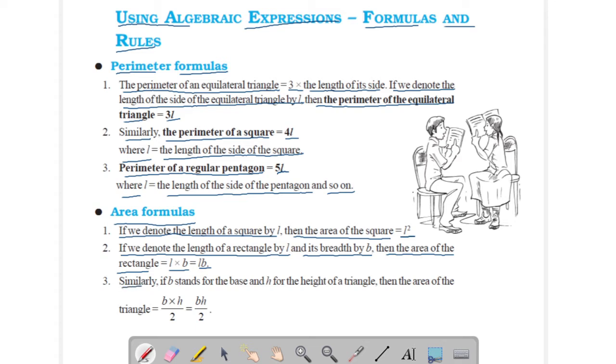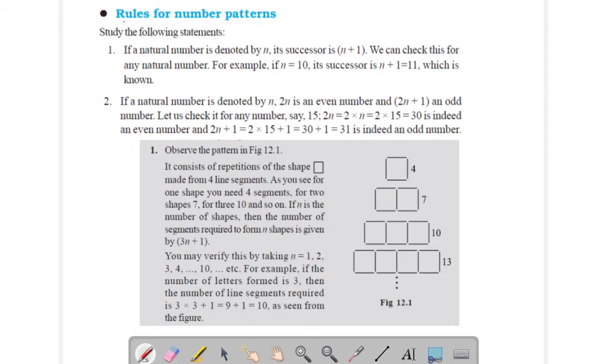Third, similarly, if B stands for the base and H the height of a triangle, then the area of the triangle is equal to B into H upon 2, or we can write it as BH upon 2. Now rules for number patterns.